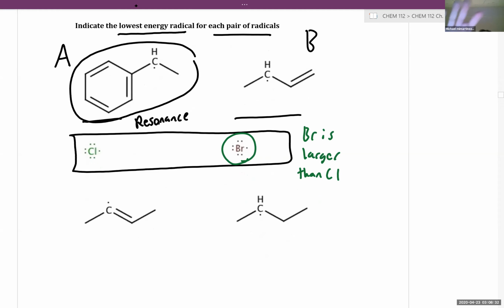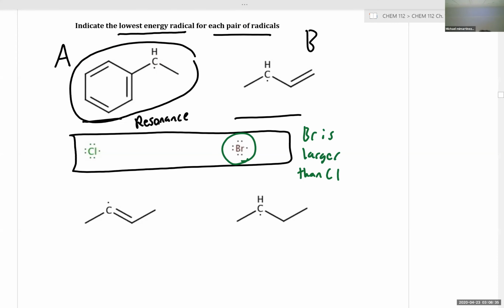Okay, let's take a look at another pair. I'd like you to compare this next pair of atoms and tell me whether A or B is the lowest energy radical. A or B? The vinyl or the alkyl radical? Think carefully and take a moment to consider what is the hybridization of each of these atoms. So take a moment. If you want to revise your answer, you're more than welcome to.